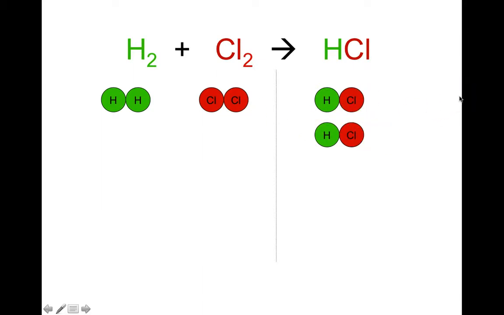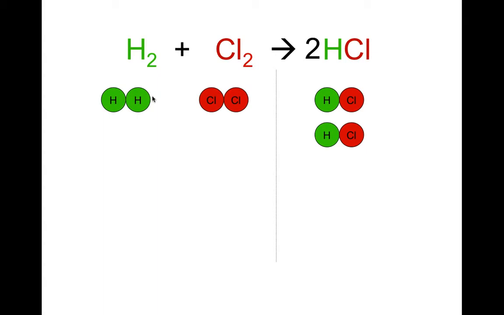And we need to make a coefficient appear in front of HCl. So let's bring in a coefficient, a 2. The 2 in front of HCl tells us we have two molecules of HCl here. There's no coefficient in front of Cl2, so that means there's just one molecule of Cl2. And there's no coefficient in front of H2, so that means that there's just one molecule of H2. And we have now balanced this chemical equation.